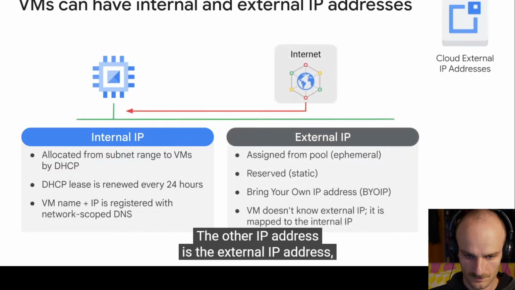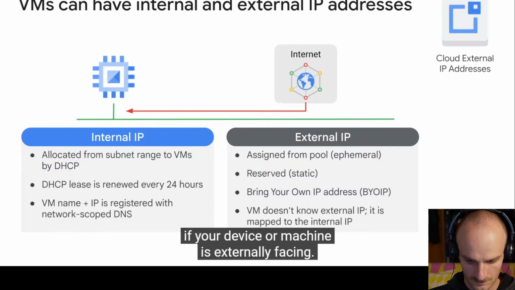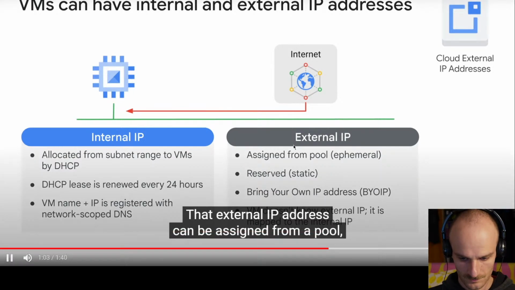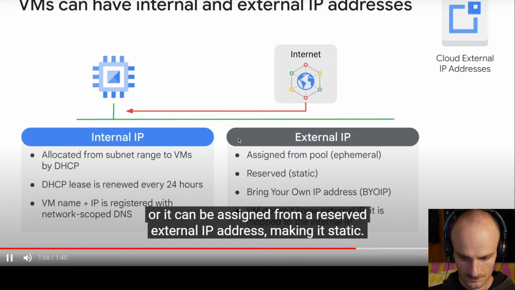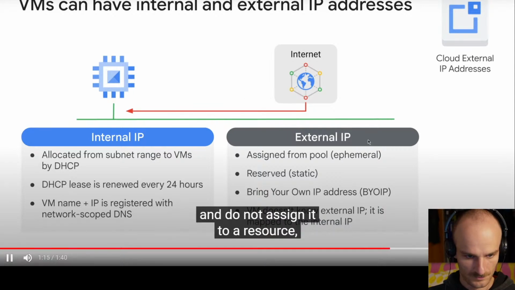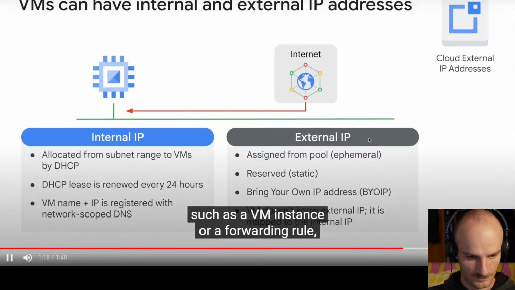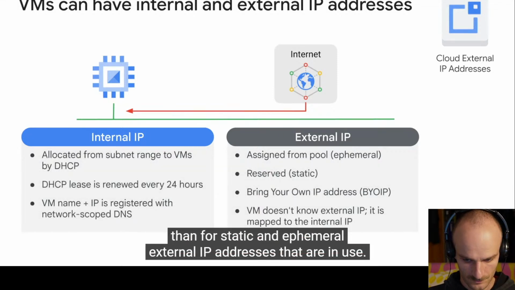The other IP address is the external IP address, but this one's optional. You can assign an external IP address if your device or machine is externally facing. That external IP address can be assigned from a pool, making it ephemeral, or it can be assigned from a reserved external IP address, making it static. If you reserve a static external IP address and do not assign it to a resource, such as a VM instance or a forwarding rule, you are charged at a higher rate than for static and ephemeral external IP addresses that are in use.